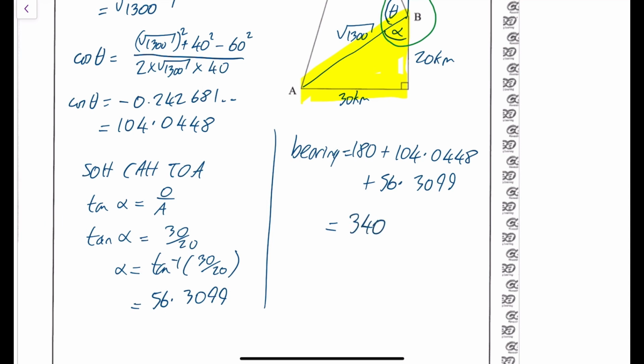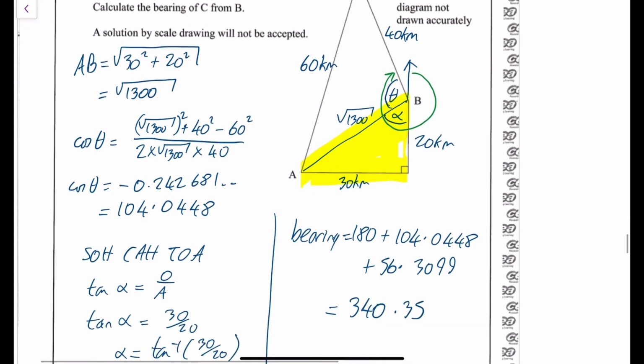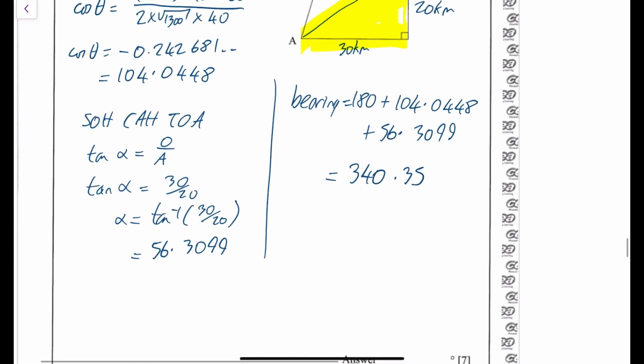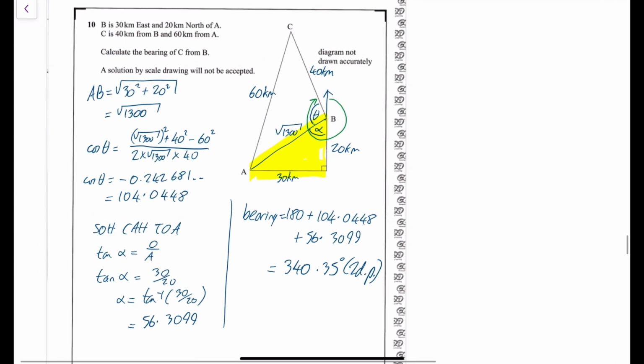So 340.35, let me see, does it tell me how to do this? What degree of accuracy? It doesn't. I would say that that's equal to that, and that is to 2 decimal places. Okay, so there's that question. I think that's probably the hardest question on the paper.